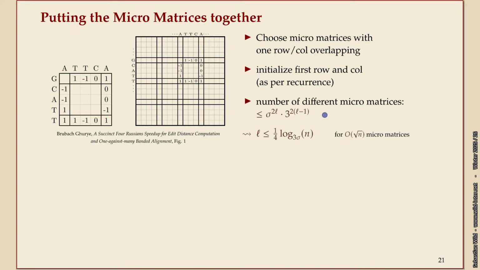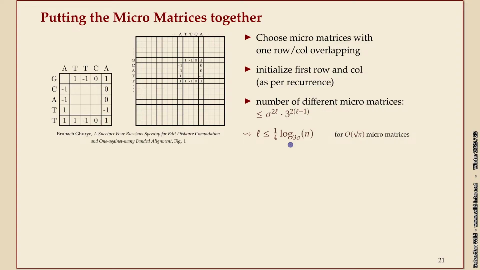The number of different micro matrices, if you include the string in the simple version, is 2 strings of length L each. So if you have sigma characters, that's sigma to the 2L different possibilities of things that you could have written on top of the matrix. And the entries in the top and left, first row, first column, can be one of 3 things each: plus 1, 0, minus 1, and we have 2L minus 1 of those.